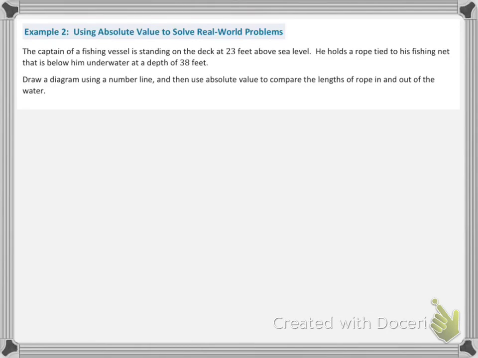The captain of a fishing vessel is standing on the deck at 23 feet above sea level. He holds a rope tied to his fishing net that is below him underwater at a depth of 38 feet. Draw a diagram using a number line and then use absolute value to compare the lengths of rope in and out of the water. Well, I'm going to make my number line a vertical number line to represent being above the water and below. Above the water line is going to be at 0. That would be sea level.